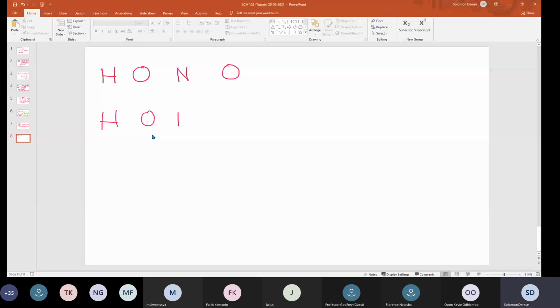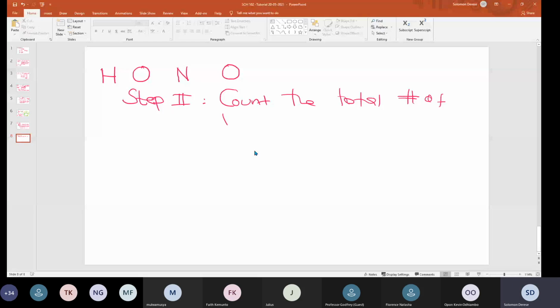Let me draw it again, sorry. But all the same, it does not matter. Let me not worry about this. So let's just do step 2. Step 2: count the total number of valence electrons of all the elements in this molecule. We count the valence electrons, okay?